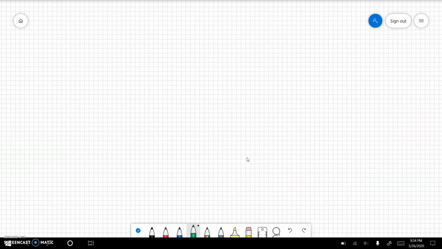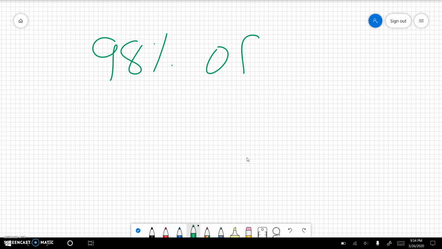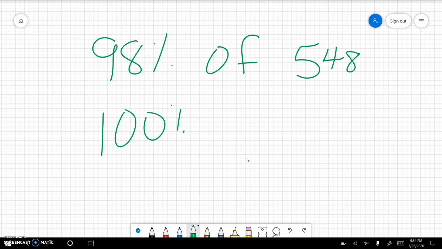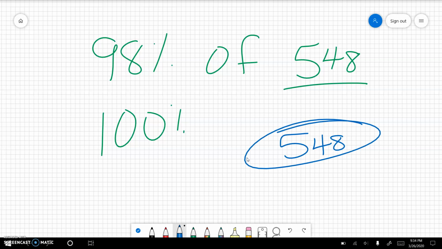Example on this page that I see is it says 98% of 548. Okay, 98% is pretty much just 100%. And 100% of anything is just that number. So what is 100% of 548? 548. You're done with that one. Those ones are silly.